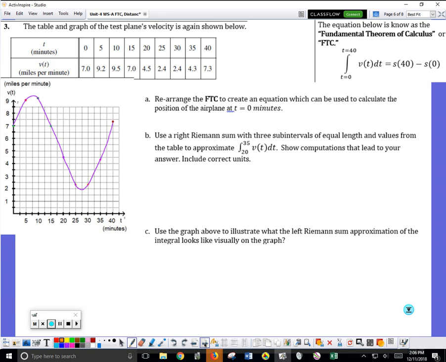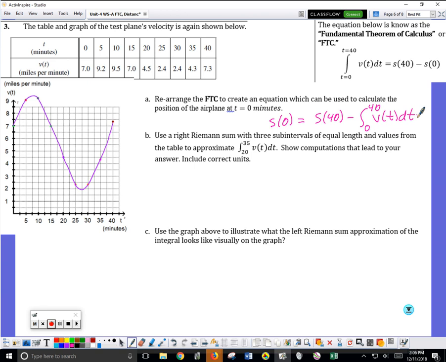So we already did this as well. This is item 3, part A. So page 3, part A says, rearrange the fundamental theorem to create an equation which can be used to calculate the position of the airplane at 0 minutes. We already did that. We said S sub 0 will equal the position at the end of the time period minus how much the position changes in total during the time period. So just another use of the fundamental theorem.